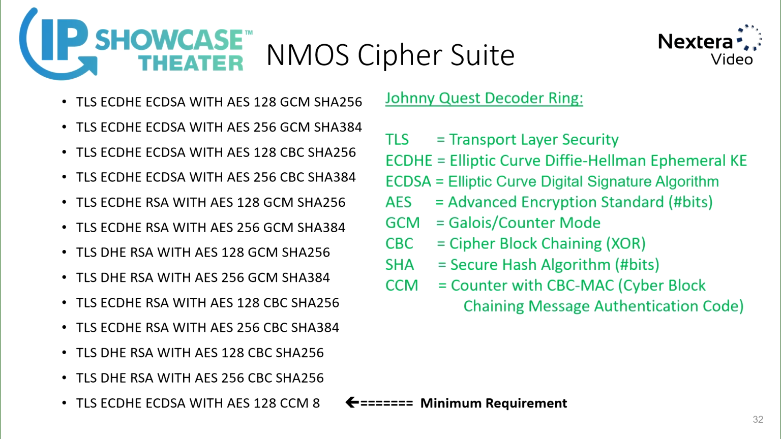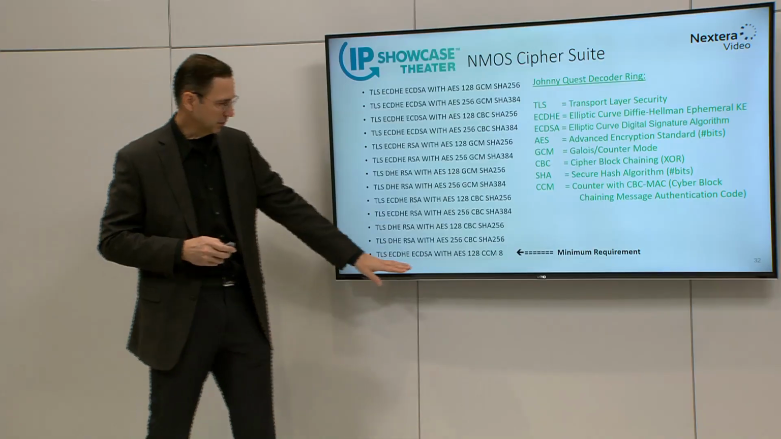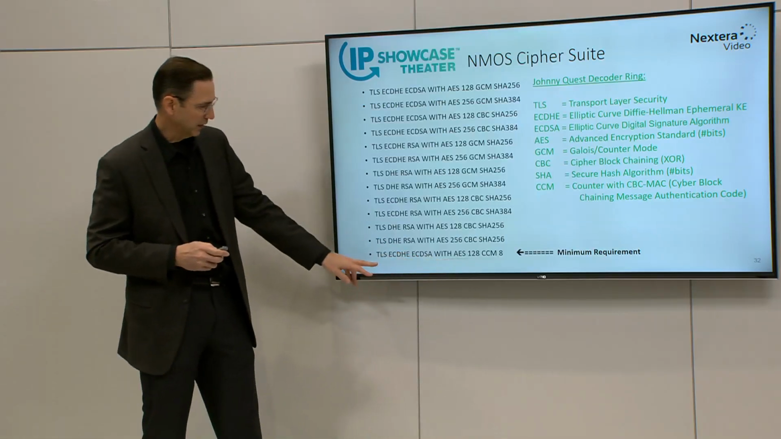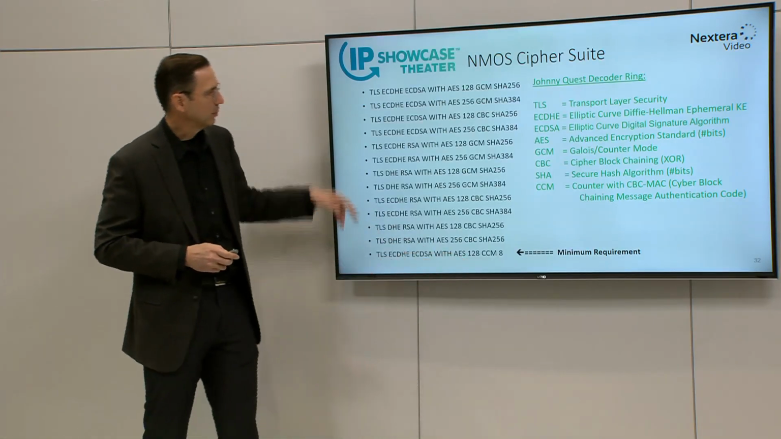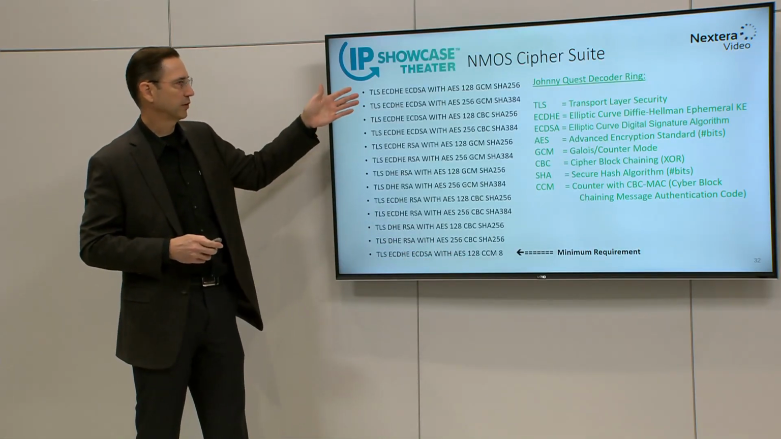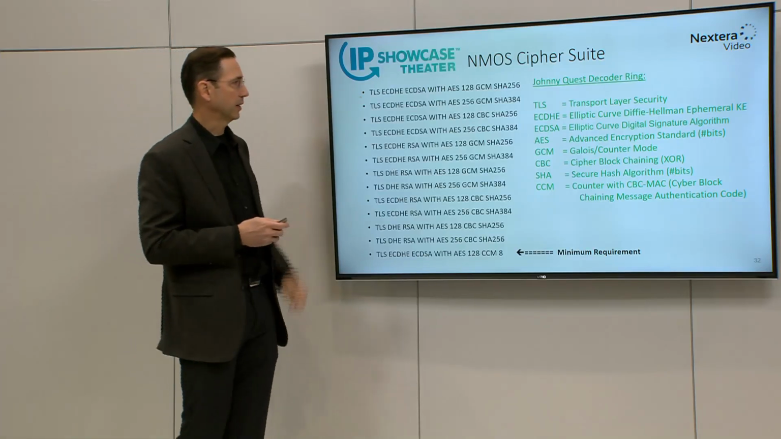ECDHE, a Diffie-Hellman key exchange, that was Bob and Alice exchanging their secret information in a way where they could have a key without sending it in the clear. AES encryption of the different modes, secure hash algorithms, and the counter modes with the block cipher. For NMOS, this is the minimum requirement here, AES 128, similar to HDCP, but if you have very secure content, you might want to go as high as AES 256.